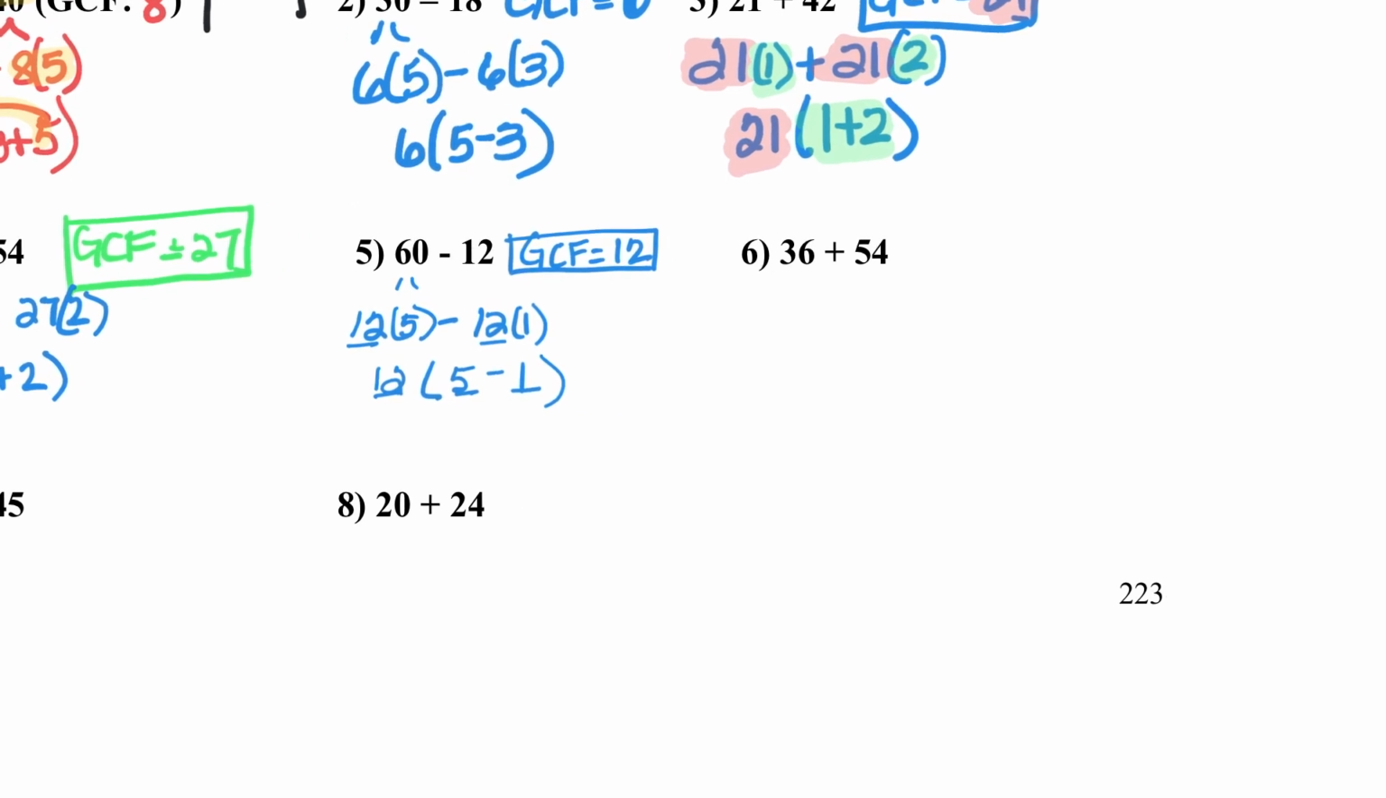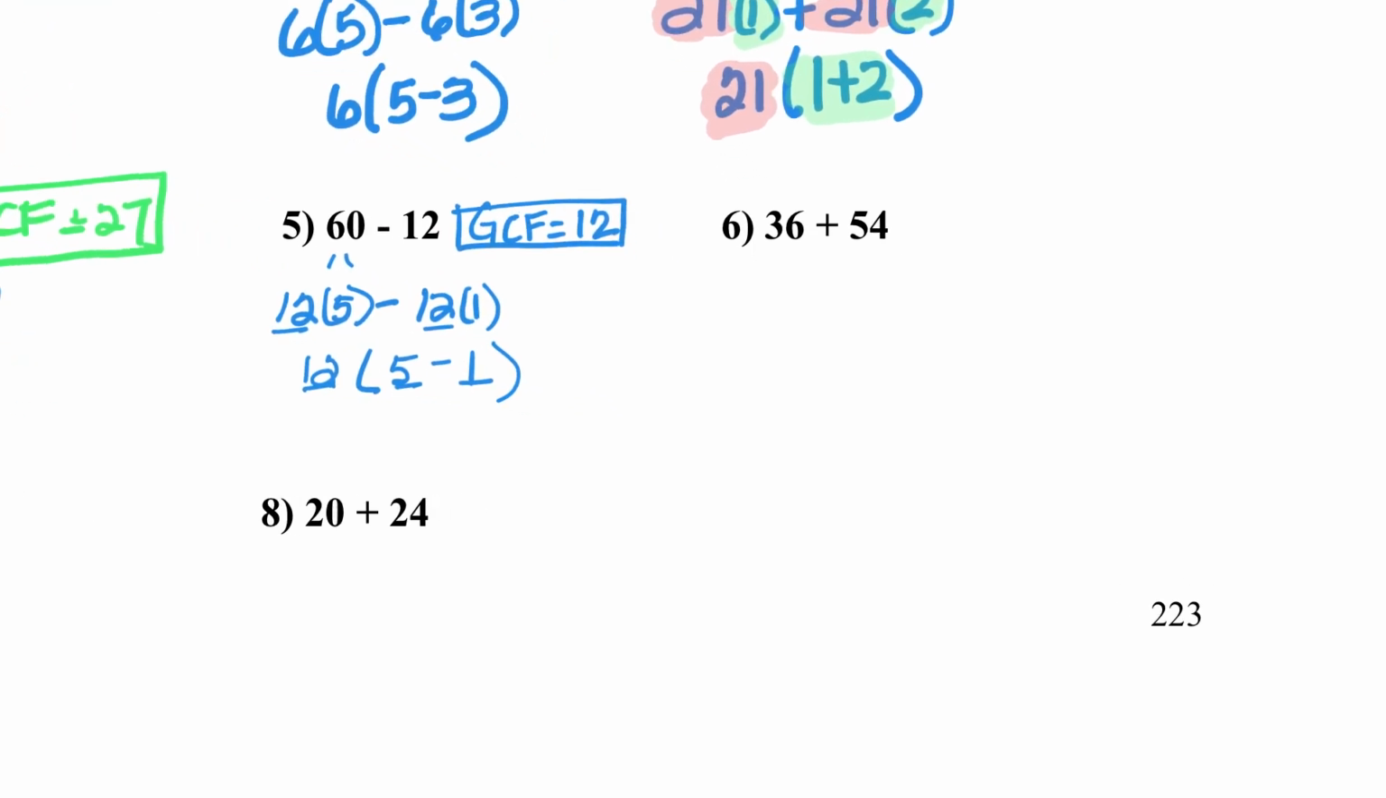Let's take a look at number 6. What is the GCF of 36 and 54? The GCF of 36 and 54 is 9. Good. Pause the video, complete it, and see if you can do this one on your own. And there's your final answer for number 6, 9 times 4 plus 6.